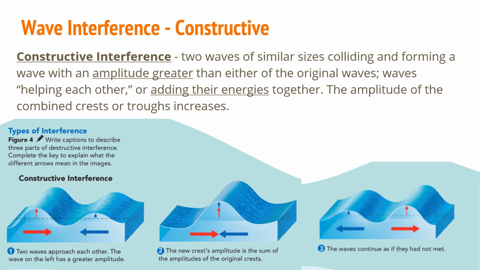Constructive interference is two waves of similar sizes colliding and forming a wave with an amplitude greater than either of the original waves. Waves helping each other or adding their energies together. The amplitude of the combined crests or troughs increases.